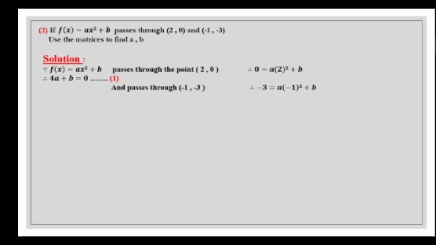And also this function passes through the point -1 and -3. Therefore it is satisfied. Therefore -3 equals a multiplied by -1 to the power 2 plus b. It equals a plus b equals -3. That's equation number 2. Now we need to solve these two equations, equation 1 and equation 2, to find the values of a and b.